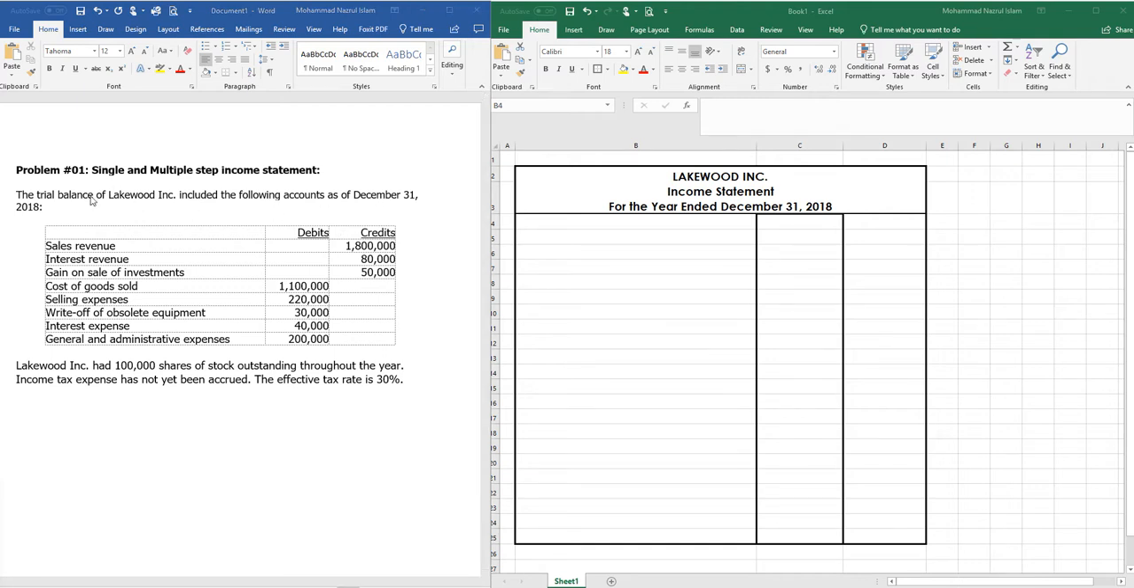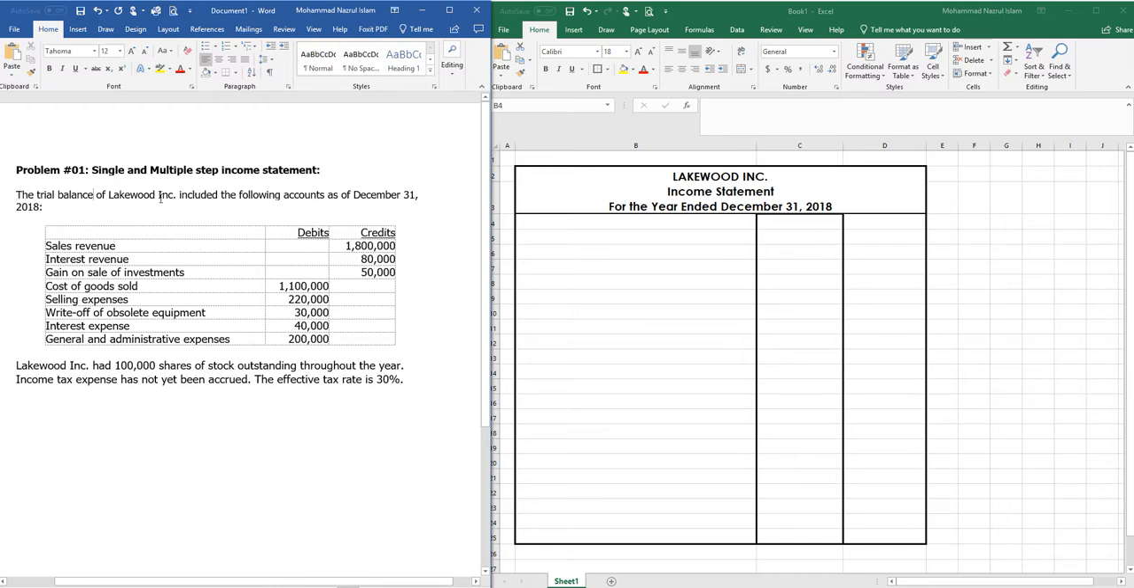Hello students, in this section we are going to solve two problems on the single and multiple step income statement. So let's first read the problem. Problem number 1 is showing the single and multiple step income statement. Let's read the problem first.